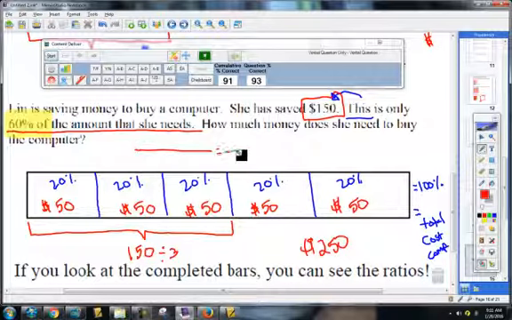Now, quickly, the percent proportion would look like this. We would do part to whole equals percent over 100. We know that the percent is the easy one to identify, and then we know that this is just a part. Okay, so that's $150, and there we go. Cross multiply, divide, it would give you $250. That's just a little check for you.